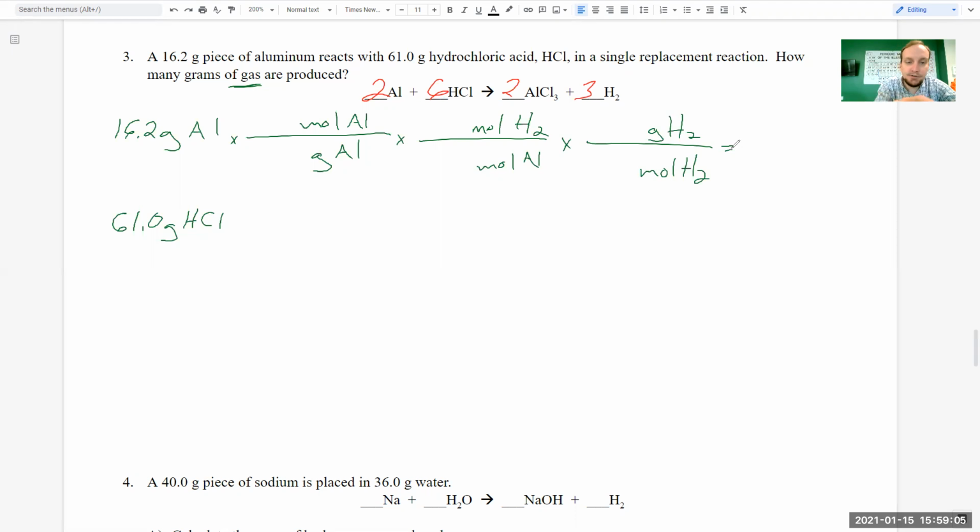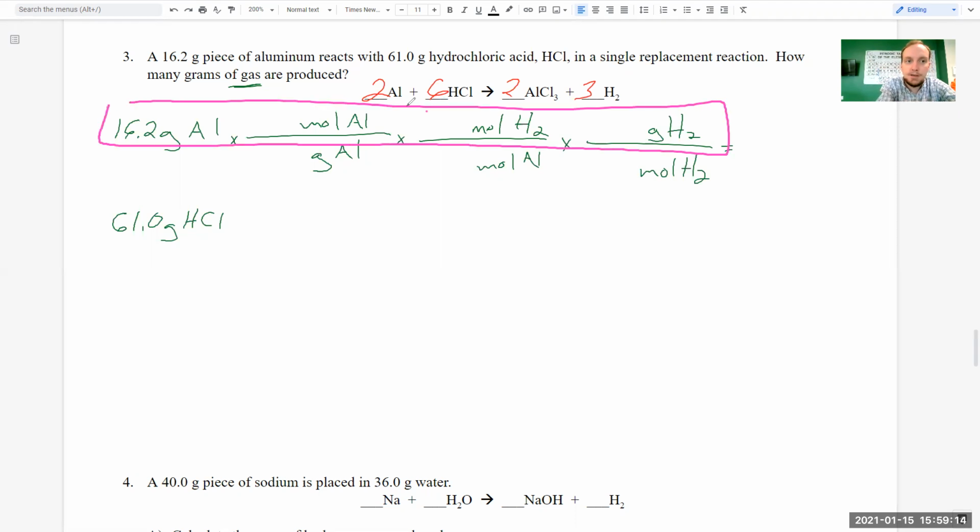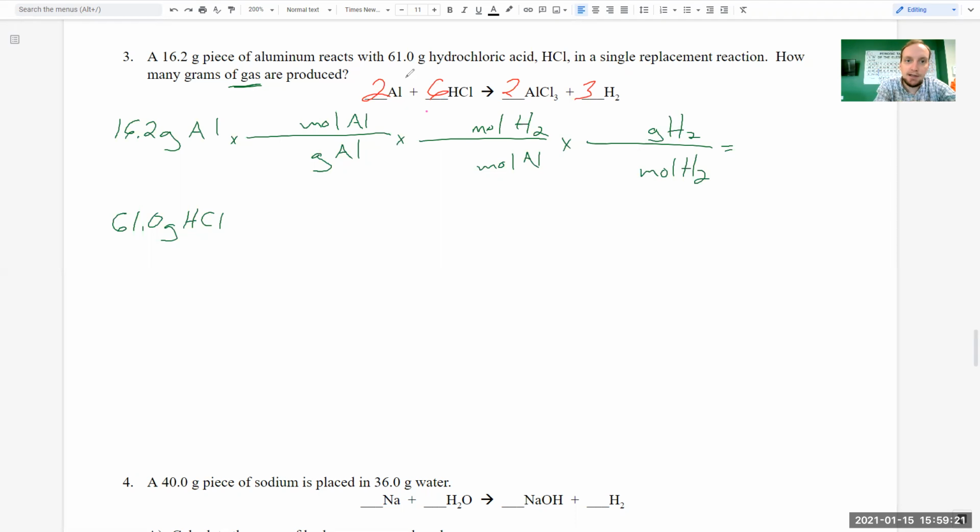Just to remind you guys, if you look at the numerator, the top number, it's going to be grams to moles to moles to grams, right? Grams of A to moles of A to moles of B to grams of B, just to remind you guys the pattern and how that works. All right, now we're going to do the numbers.